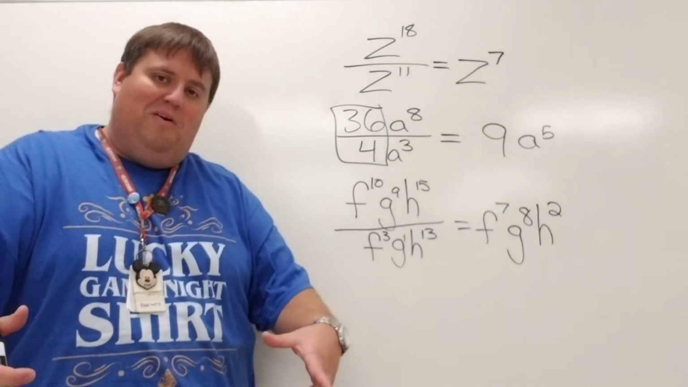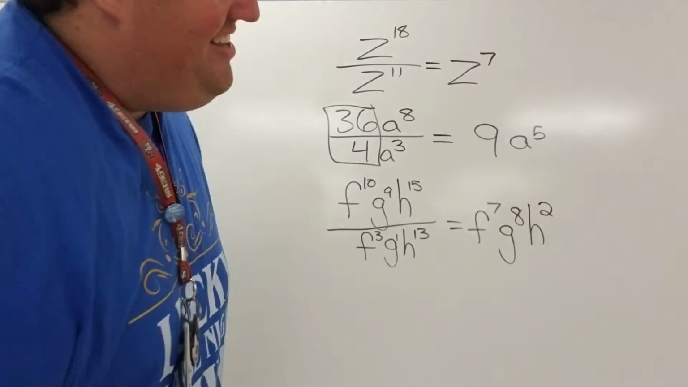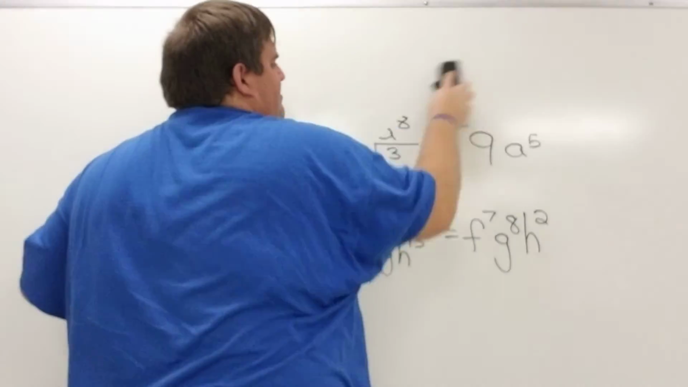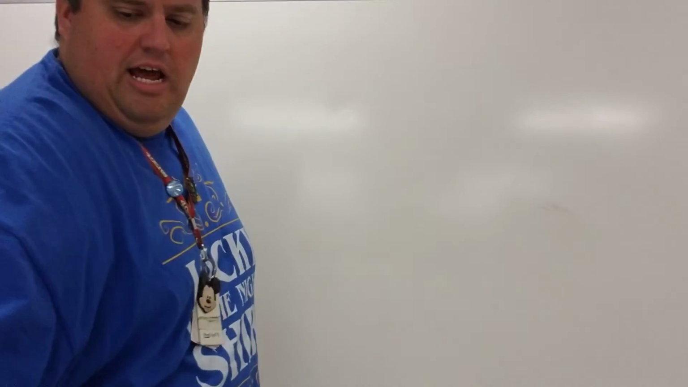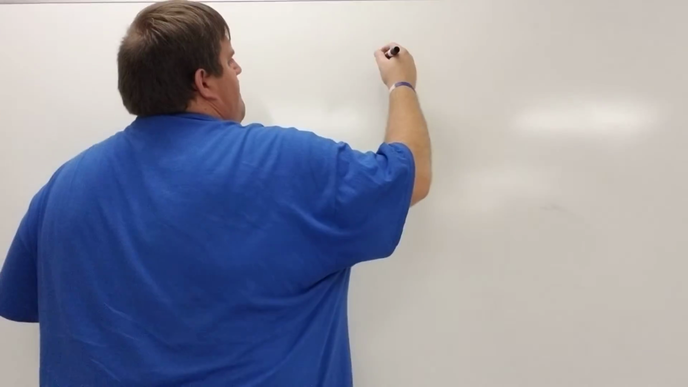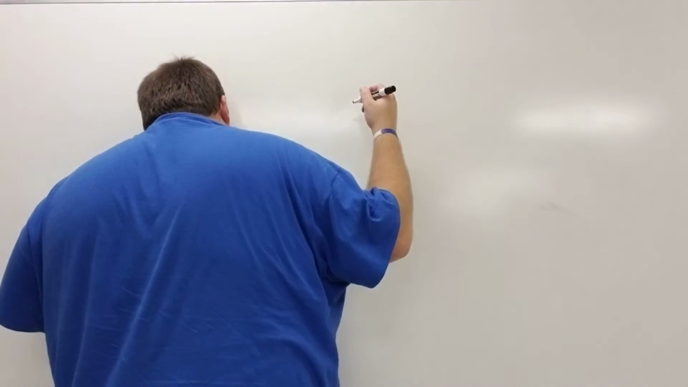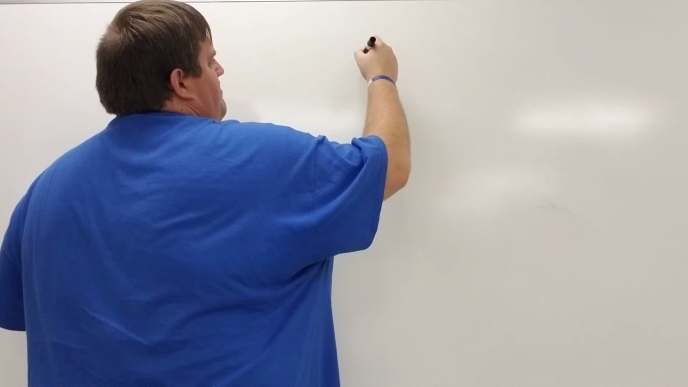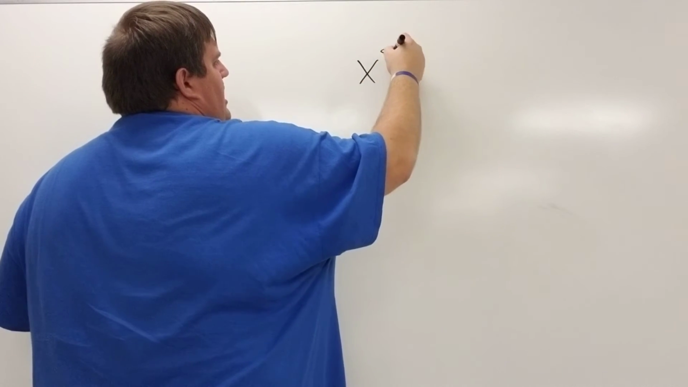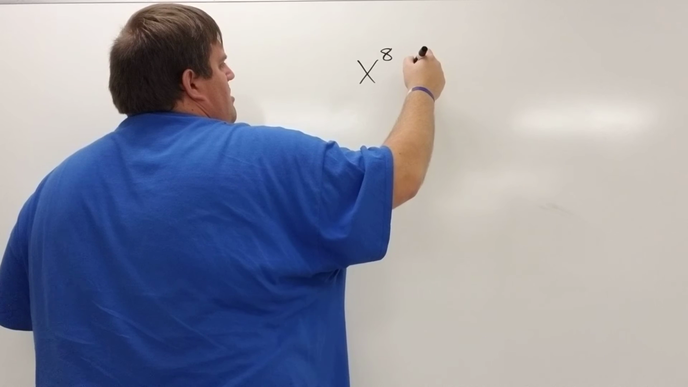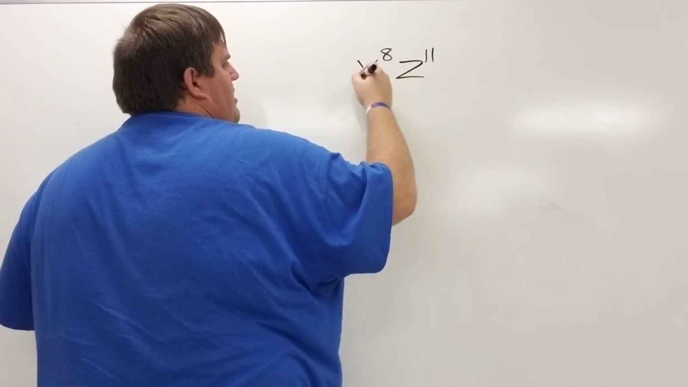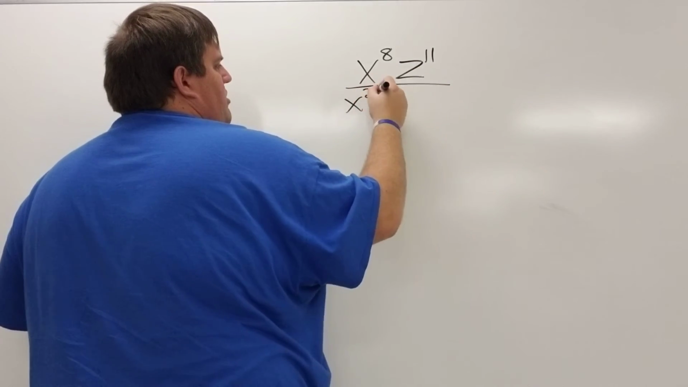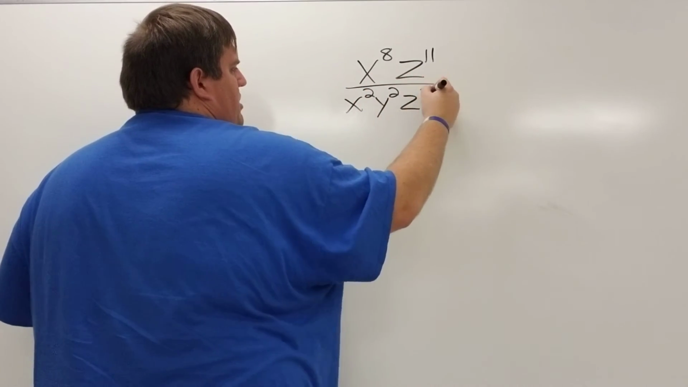Ooh, I just thought of one I wanted to show you. Okay, not that that one wasn't exciting. But I'm going to try to wrap this up because I don't want it to get too long. But I just thought of this one. What if I did x to the 8th, z to the 11th, over x squared, y squared, z squared.